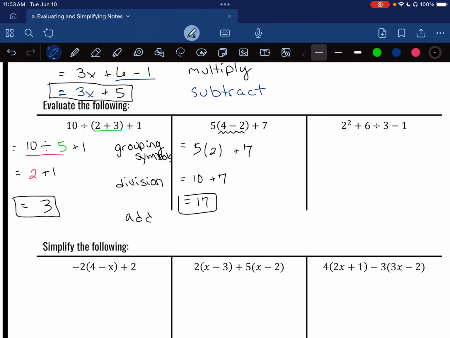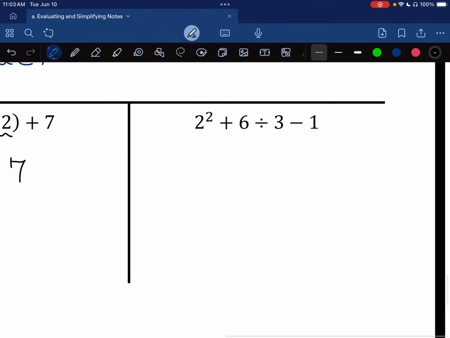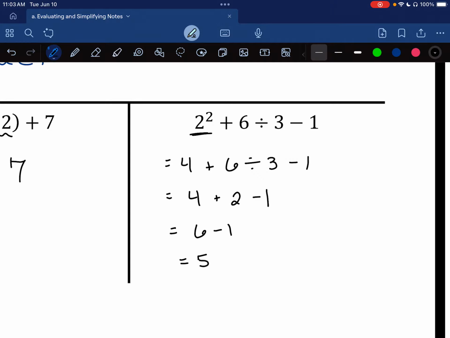All right, thinking about PEMDAS again, right? Grouping symbols, exponents, multiplication, division, addition, and subtraction. We're going to take care of this exponent first. So I'll have 4 plus 6 divided by 3 minus 1. I'm going to divide, so I'll have 4 plus 2 minus 1. And now we go through left to right to do the addition and subtraction in order. So first I'll do 4 plus 2, which will give me 6 minus 1, which is 5. All right, so there's all of the evaluating.